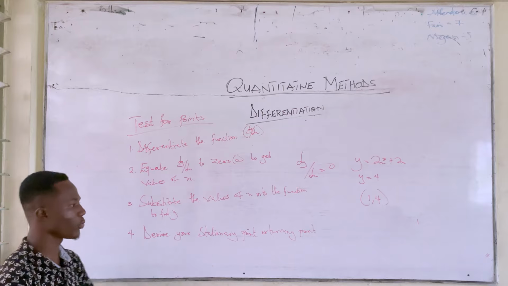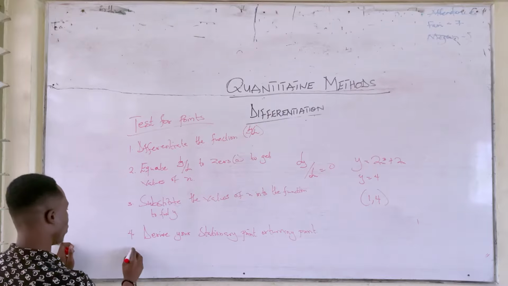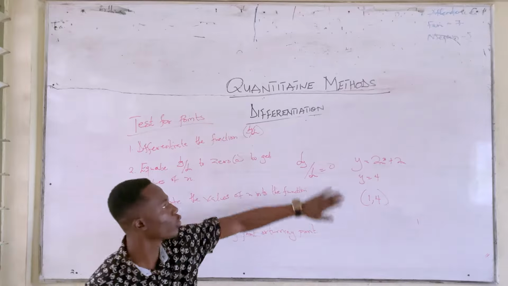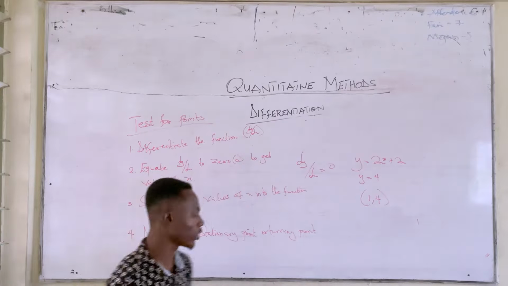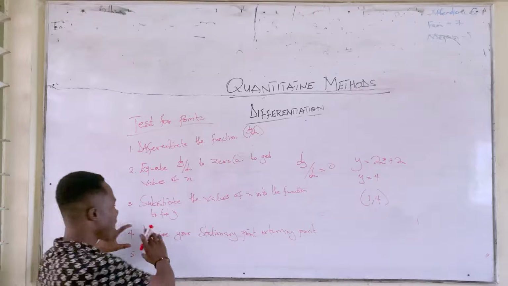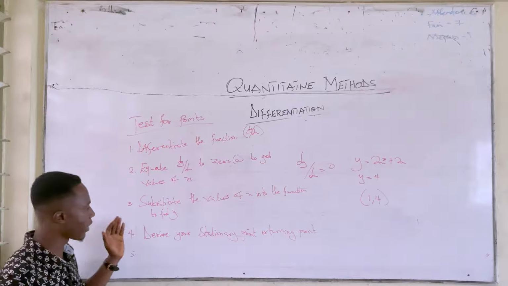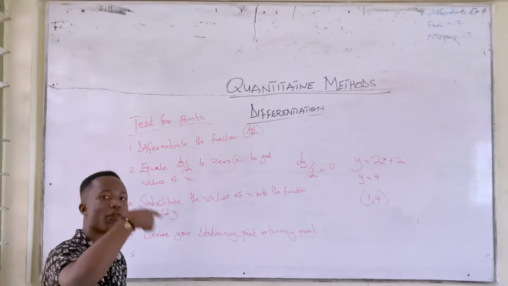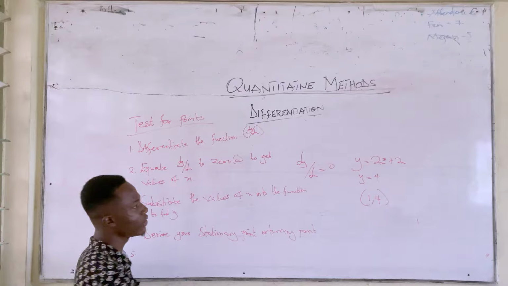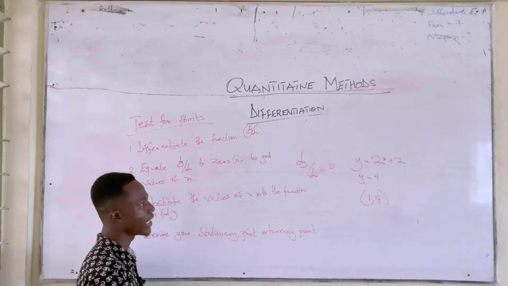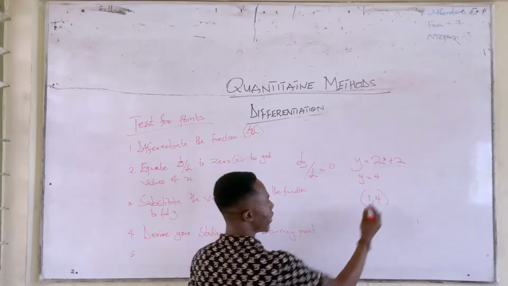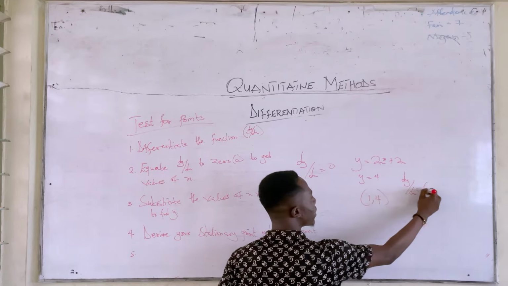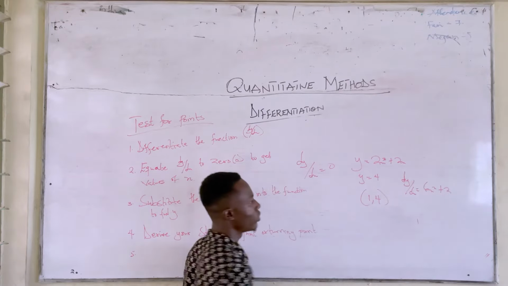Then after getting the stationary point or turning point, what you have to do next is find the second differential, because I told you earlier that the first differential is used to calculate the stationary point or turning point. So you must differentiate the function again. Assuming we had dy/dx equals 6x squared plus 2. Do you get it?